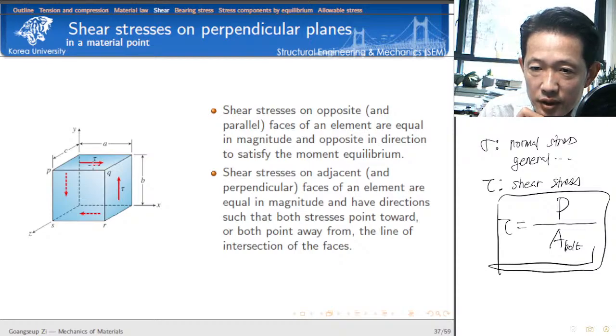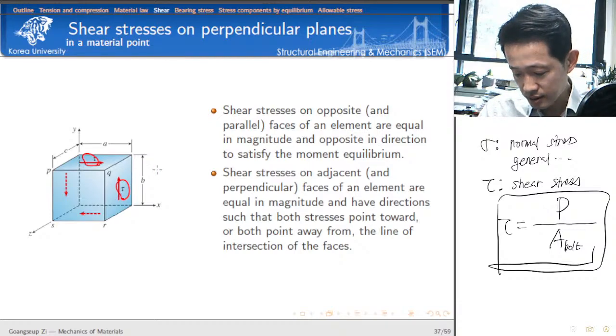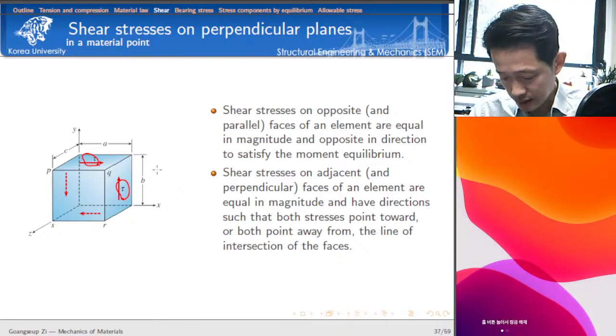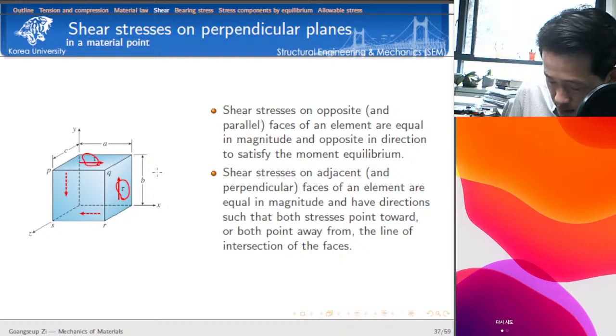So once you have shear stress in a certain direction, then we must have exactly the same shear stress component in the perpendicular directions too. This is the characteristics of shear stress.